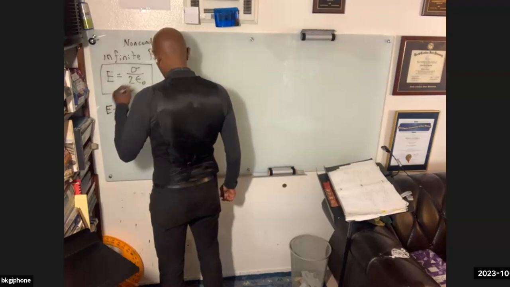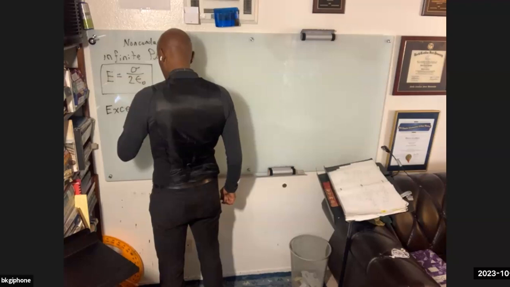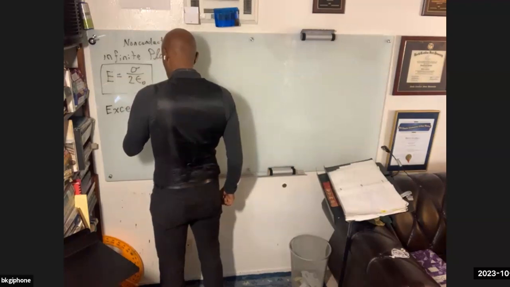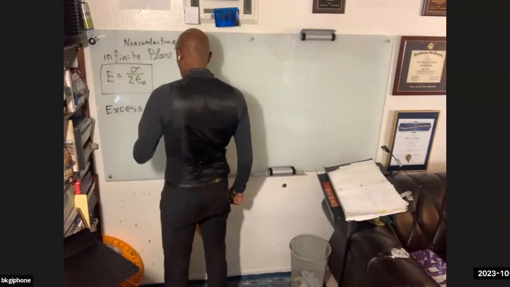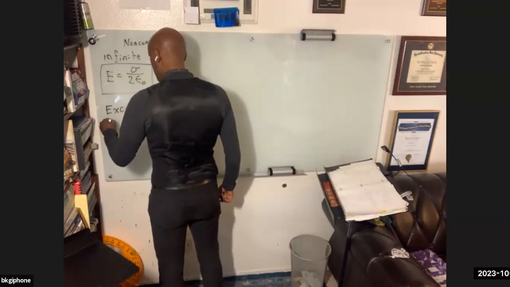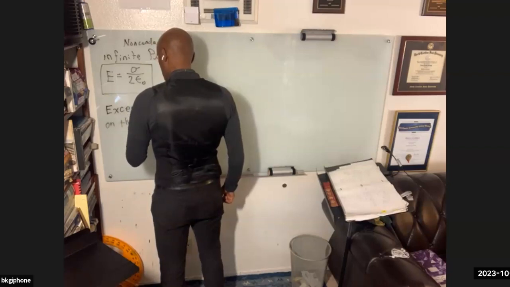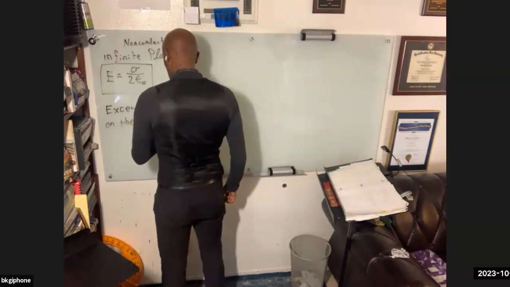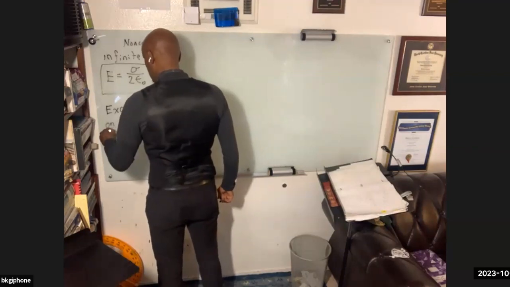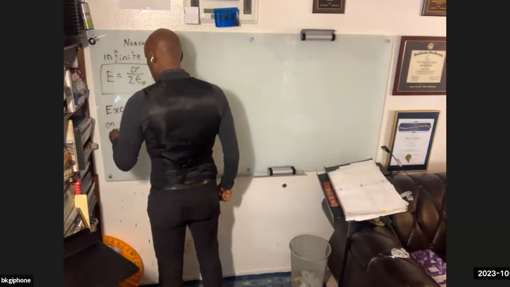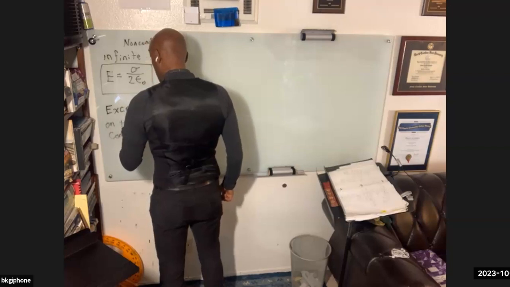Excess. How do you spell excess? Oh, yeah. Charge lies on the surface. And conductor. Okay.